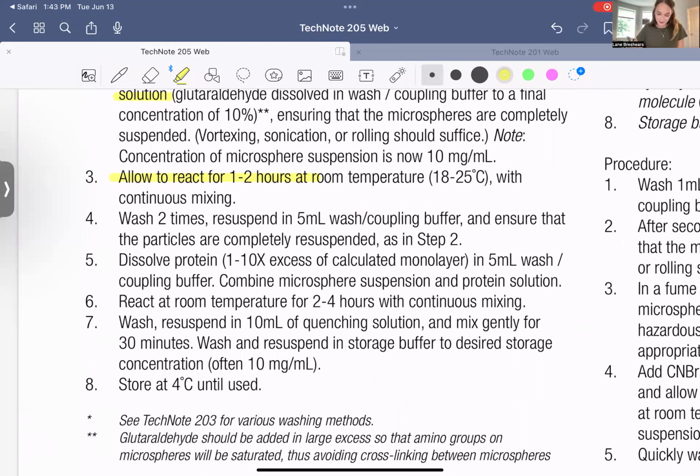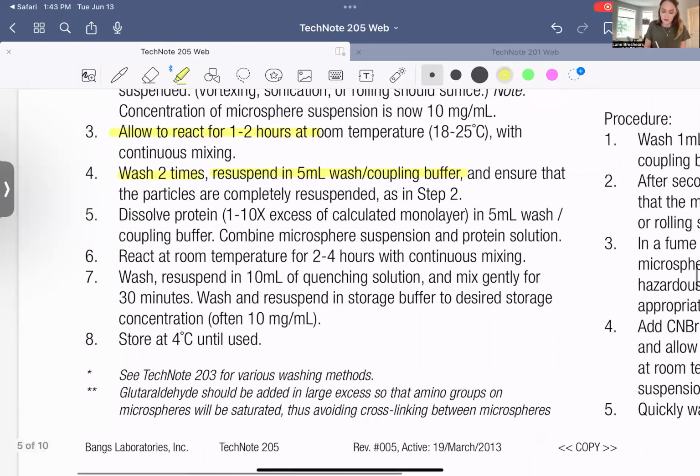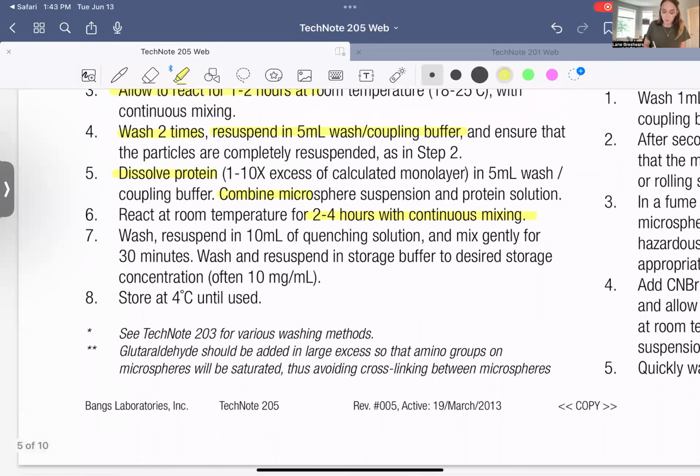So at this point, we have the microsphere attached to the crosslinker. Now we're going to repeat: wash, resuspend in the next buffer on the list. Then we're preparing the protein in the coupling buffer, and then we mix them. Then we have our long incubation period, same amount as the other one. Finally, wash, resuspend, this time in quenching solution, quick incubation, and resuspend in storage buffer. So, as you can see, it's very similar regardless of the materials you're using.